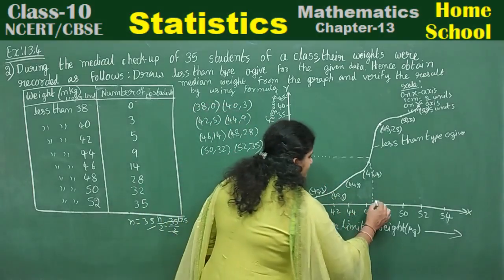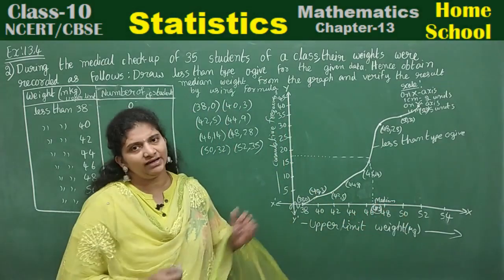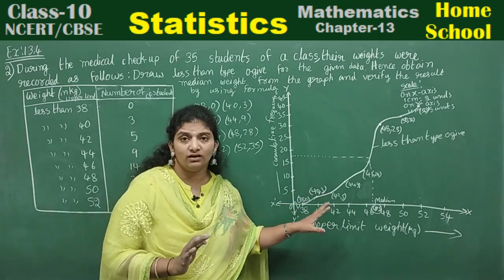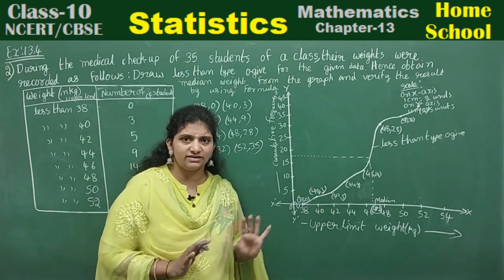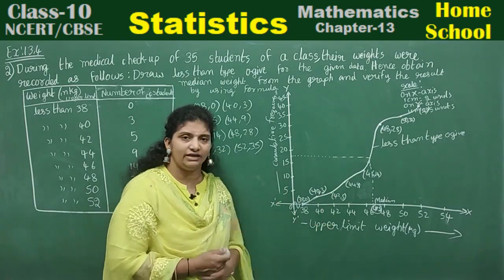Okay. Let me write this as median. Median is equal to 47.5. I will consider this, by graph I got this. Children, don't copy as it is. You do the original graph and then you find out your median there.